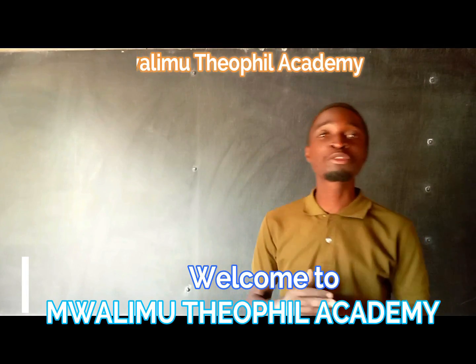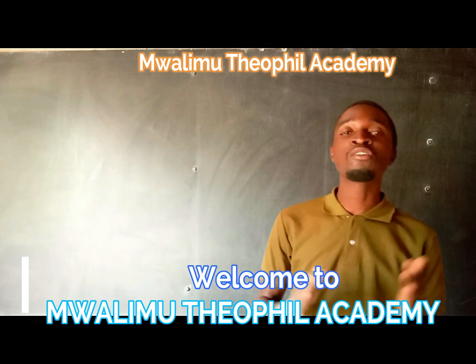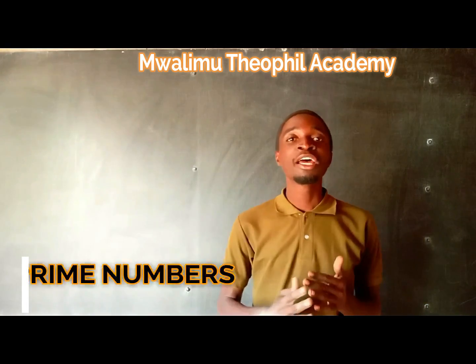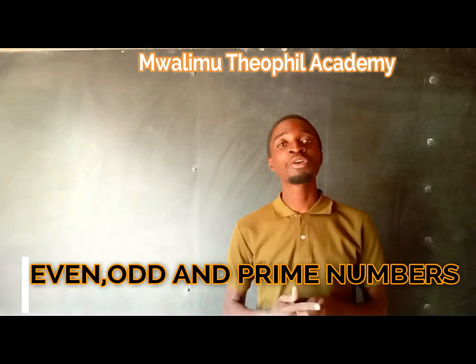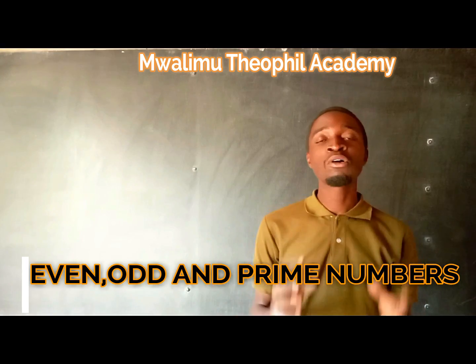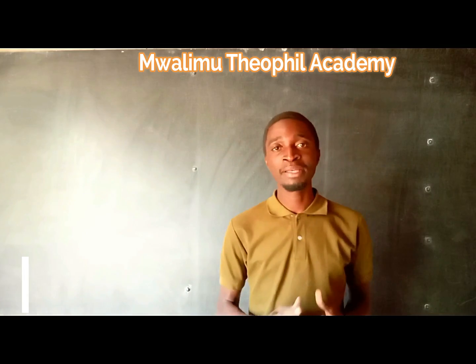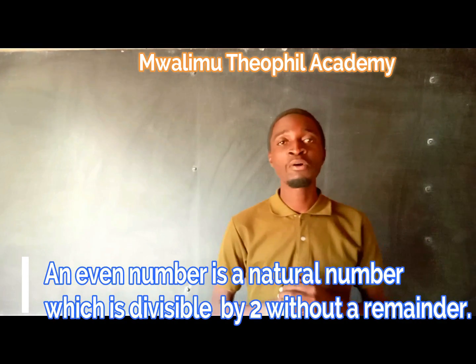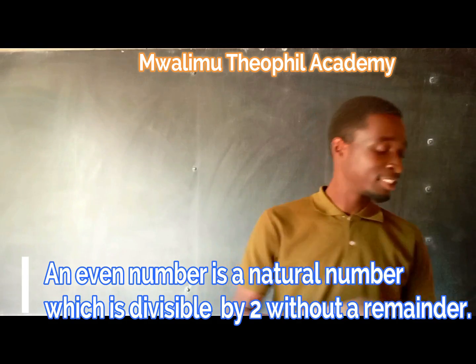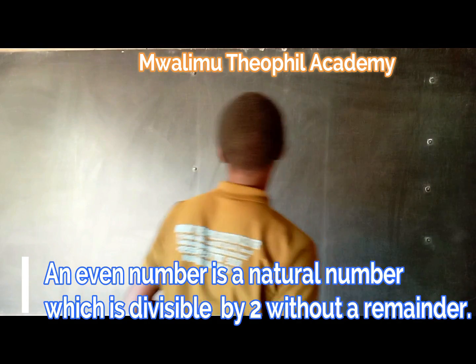Today, I'm going to take you through the concept of even, odd, and prime numbers. First of all, let us start with even numbers. What does it mean by the term even numbers? Even numbers are all natural numbers which are divisible by 2 without a remainder. Now, let us see the example.